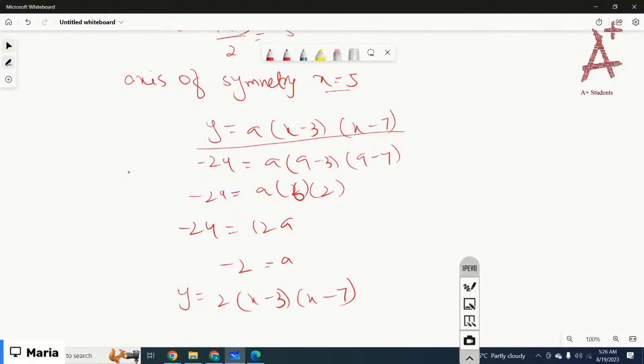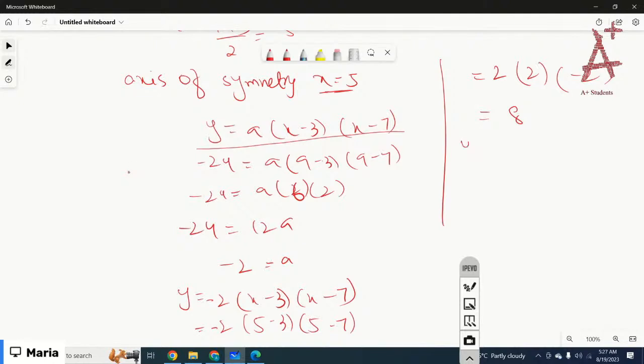So we already have the axis of symmetry, that is 5. Replace x with 5: negative 2 times (5 minus 3) times (5 minus 7), right? That is y equals negative 2 times 2 times negative 2. That would be 8. That means the equation is y equals negative 2 times (x minus 5) whole square, because axis of symmetry is 5, plus 8. x minus 5, not plus.